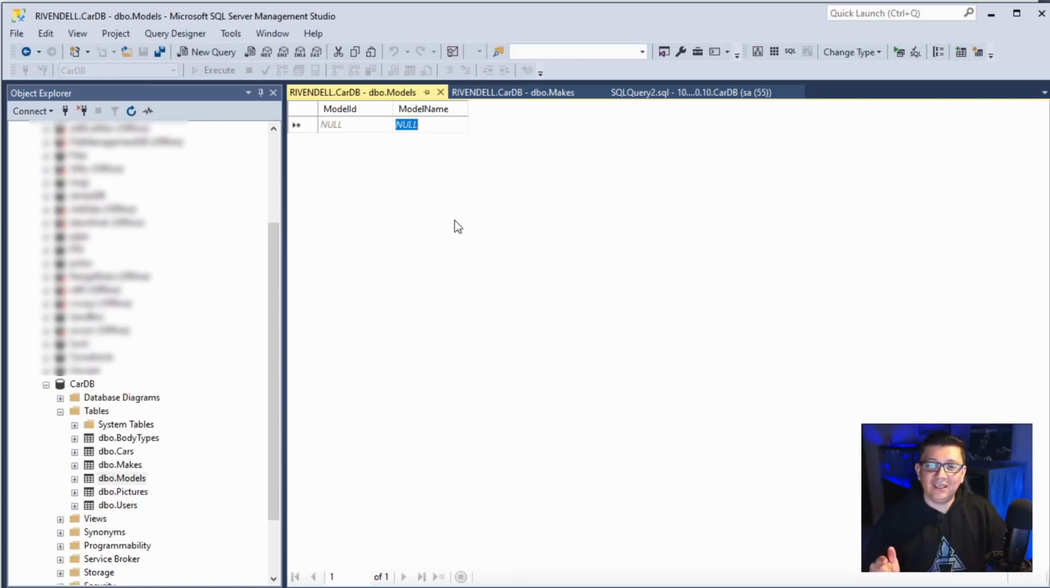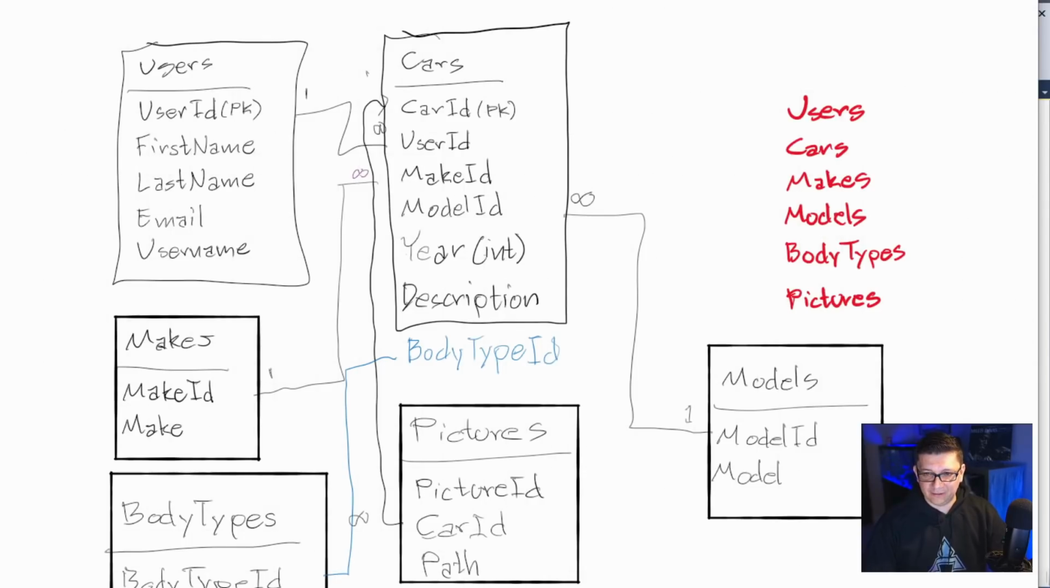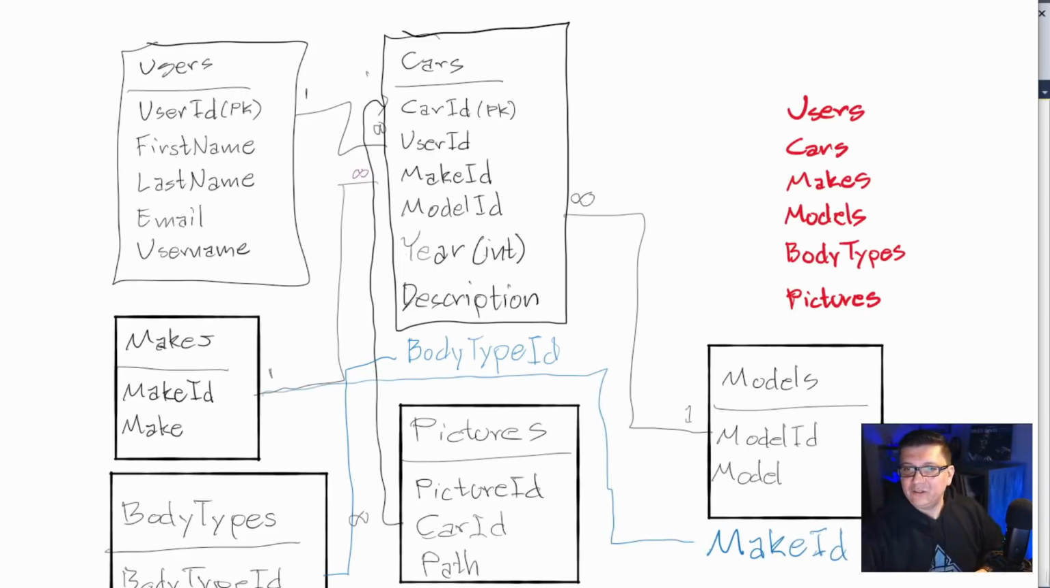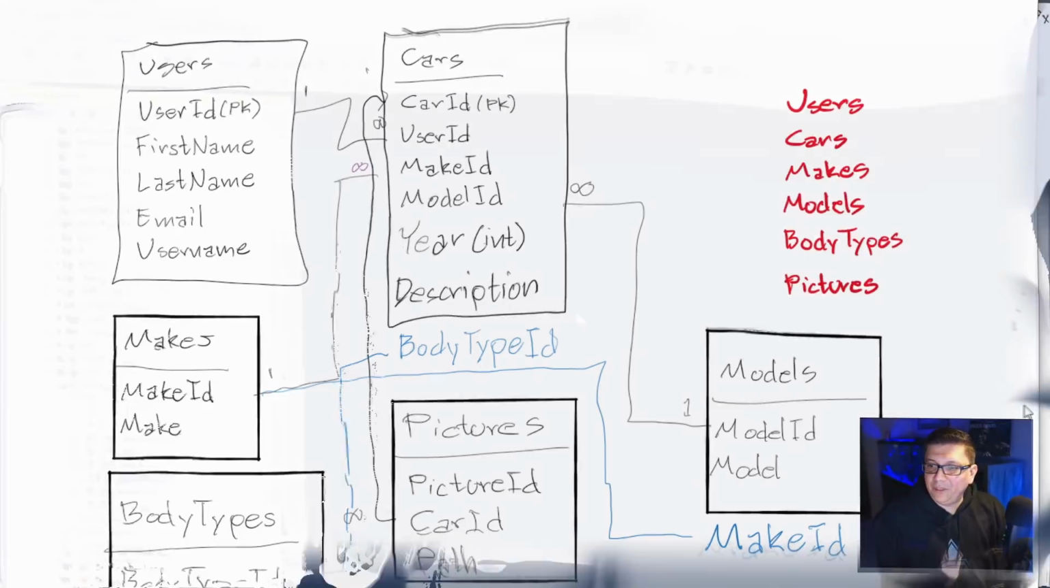So I think here we made a mistake and we need to include another field in this database. And this is for the models database. Let's go back and do that. So models will also have a relationship or a link to make ID. Okay, so let's make that correction to the database.